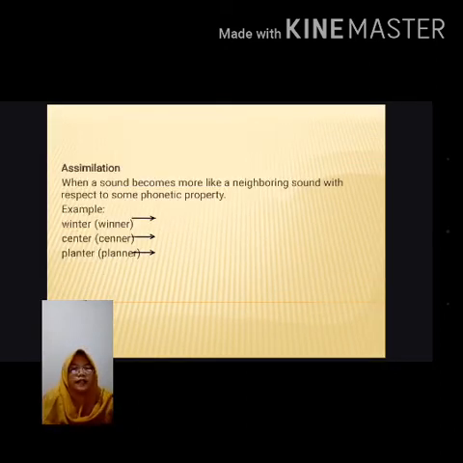Okay, the first, assimilation. Assimilation is when a sound becomes more like a neighboring sound with respect to some phonetic property. For example, winter becomes winner, center becomes center, planter becomes planner. And there are two major categories of assimilation.